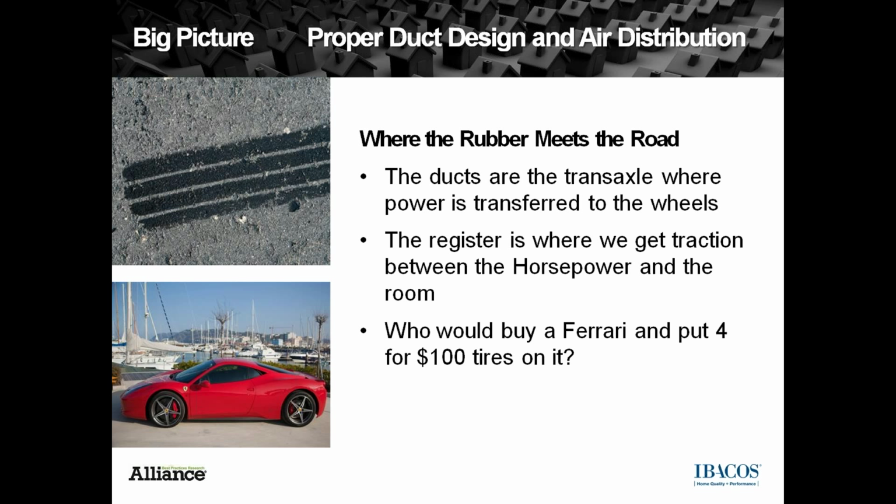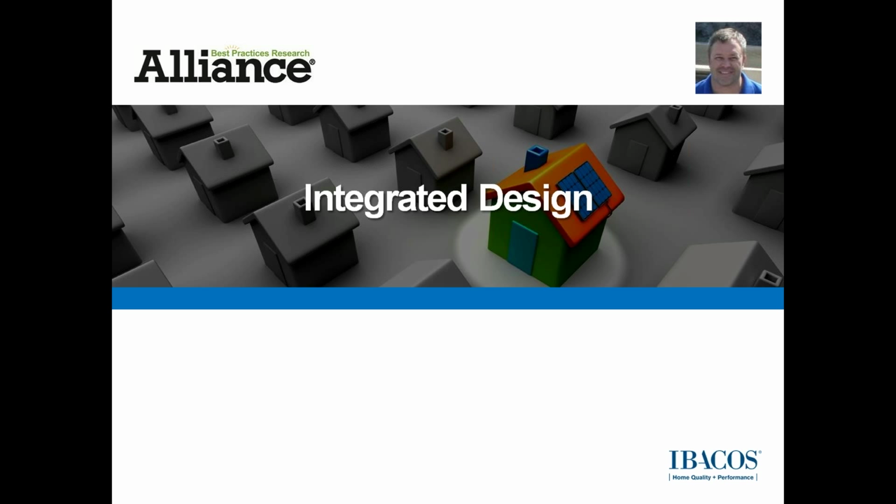Duct design and air distribution is really where the rubber meets the road in the HVAC design. The analogy we like to use, we always like to go back to car analogies: would you really buy four tires for $100 and put them on a Ferrari? If you've gone to all this work of building an efficient house with a good enclosure, are you going to skimp on the HVAC? Are you going to get the performance that you want out of the system if you skimp on it? I would say no.